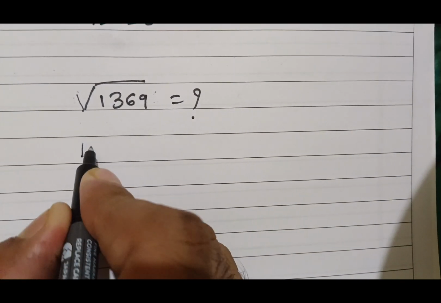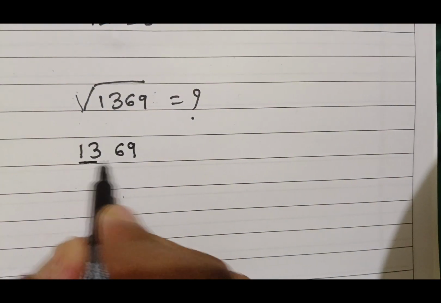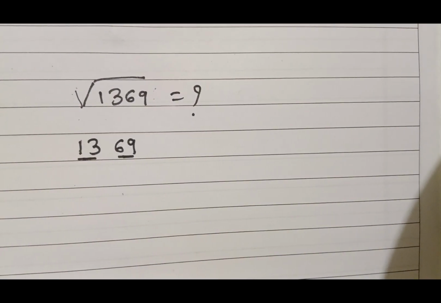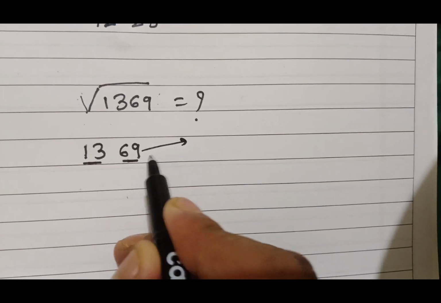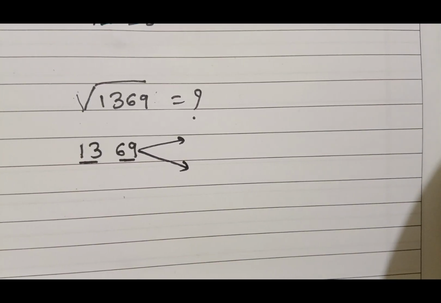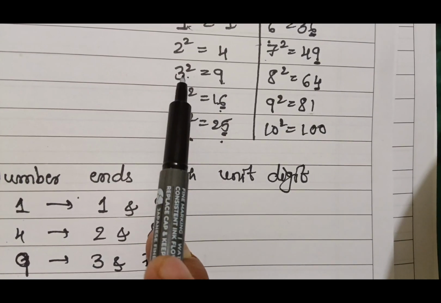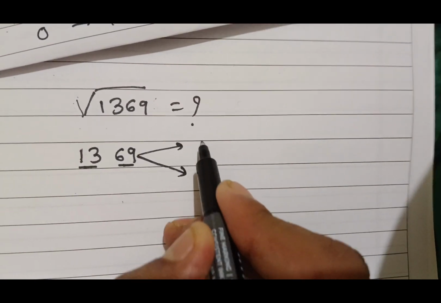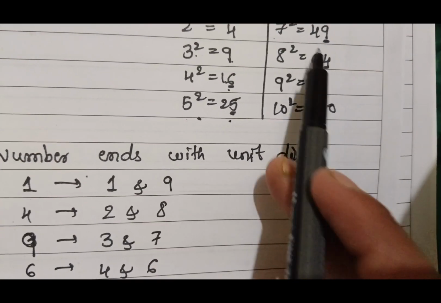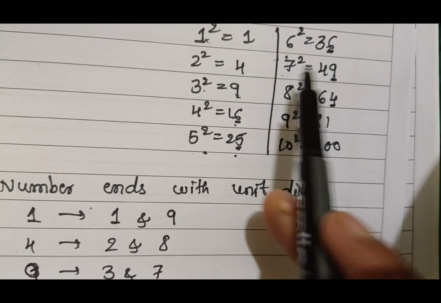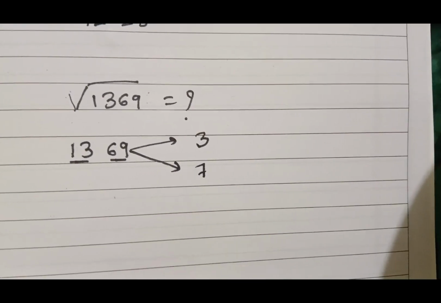First you write the number as two parts separately, 13 and 69. So two digits we need to write separately. Now after this you need to check 9 is the unit digit of which squares. If you observe, 9 is the unit digit of 3 square, means 3 here, and 9 is the unit digit of 7 square. So here 7. So here we got 3 and 7.